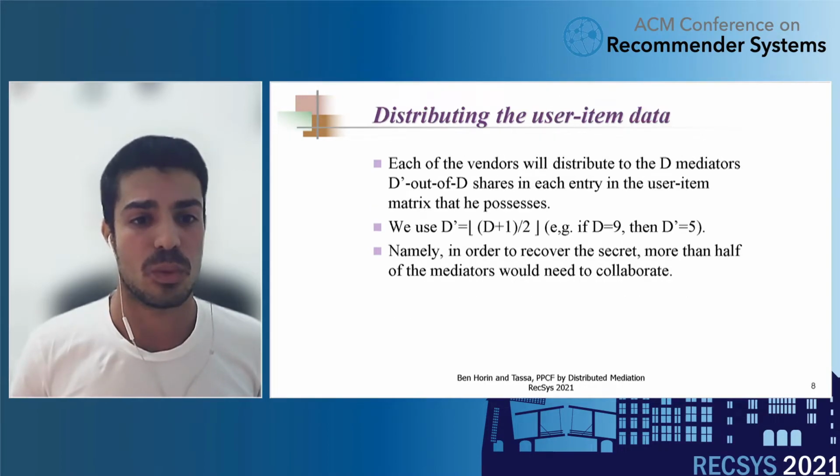Each of the vendors will distribute to the D mediators D' out of D shares of each entry in the user item matrix that he possesses. In our method, D' is set to equal the integer part of (D+1)/2. Such a setting implies that in order to recover the secret, more than half of the mediators would need to collaborate.